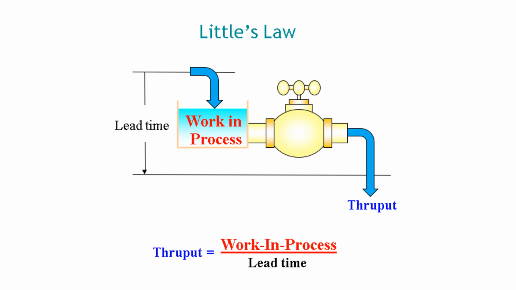In this process, lead time is the time from one item coming in until it goes out. The rhythm at which items are coming out is throughput. Work in process is the number of items either waiting or being processed.